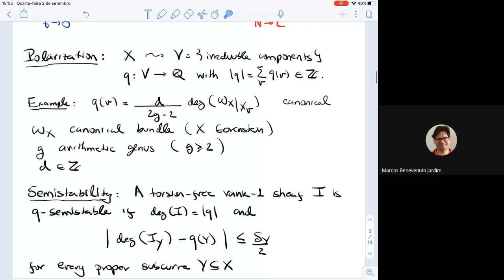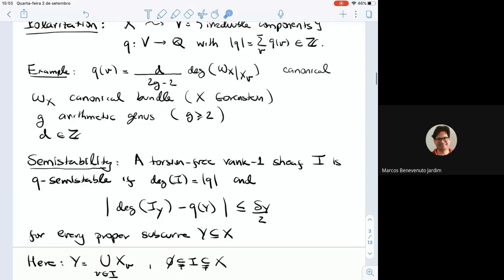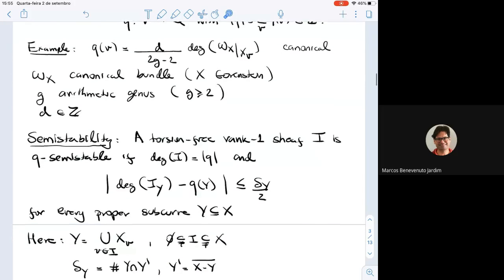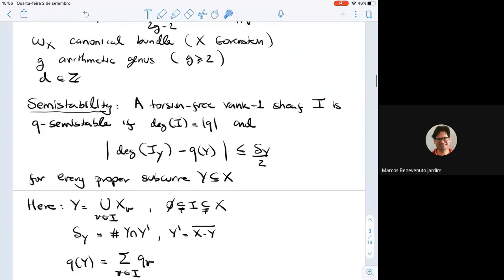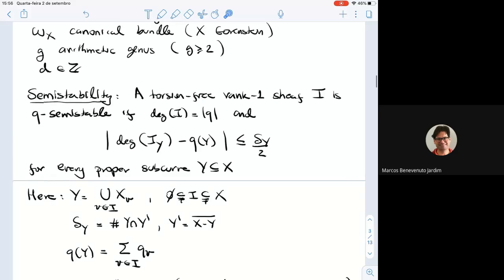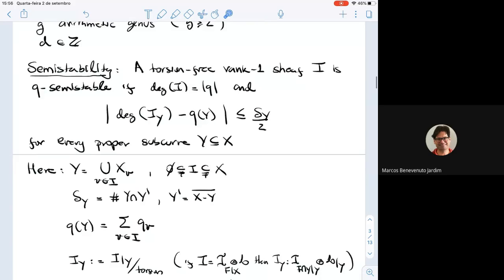So let me explain the terms here. Y is a subcurve, which is just a union of some irreducible components of X. This delta of Y to the right is the number of points of intersection with the complement. If it's a scheme, you can pick the length of the intersection if you want, but for nodal curves, it's just the number of points. This q of Y is the degree of q on Y, that is the sum of the q of v's with v in Y. And this I of Y is this torsion-free quotient of I. So it's the restriction to Y modulo torsion. If I is given as an ideal sheaf, that's how you obtain I of Y. You just restrict your subscheme to Y and do it.